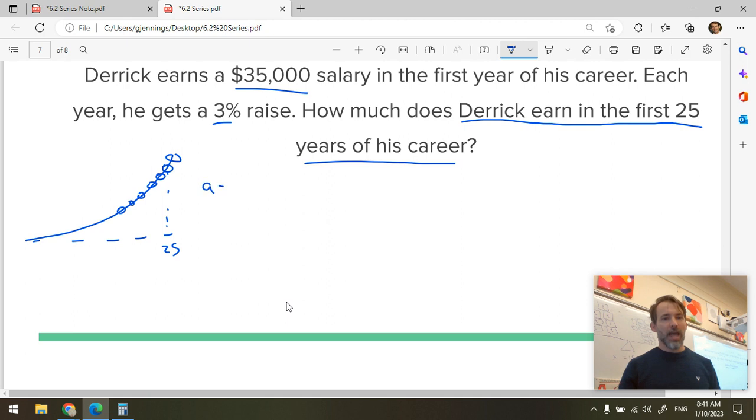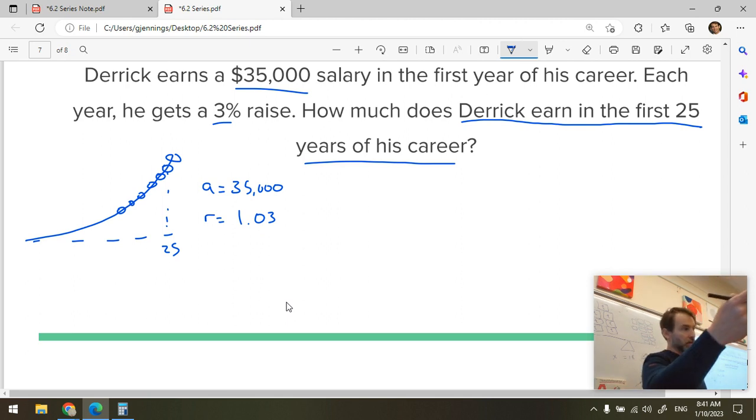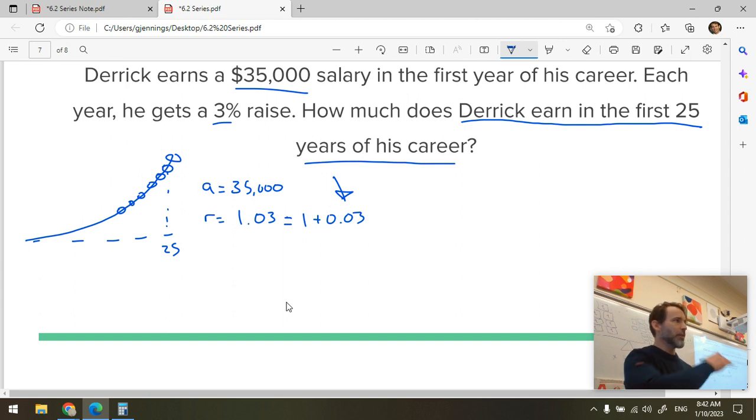So the smoother way would be to say, okay, a, my first term, is 35,000. My common ratio is going to be, oh, what's the common ratio? Anyone tell me? 0.03? Very good. Sorry, 1.03, because it grows by 3% into the next year. So you're going to be multiplying by 103% every year. See how that exponential function stuff comes back? So r is 1.03, which is 1 plus 0.03, the percent growth as a decimal. So it's an example of exponential growth, and we definitely want that r to be greater than 1 to have growth. And then n, the number of terms, is 25.